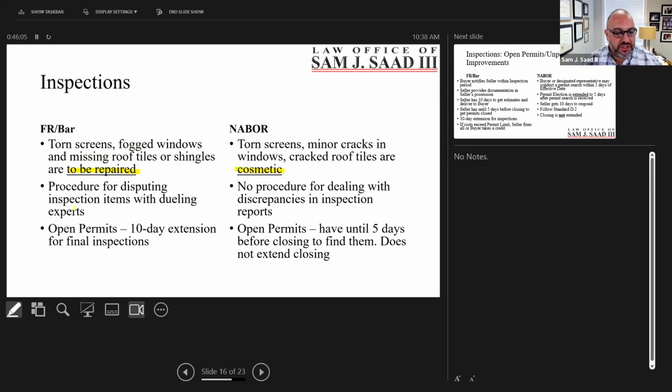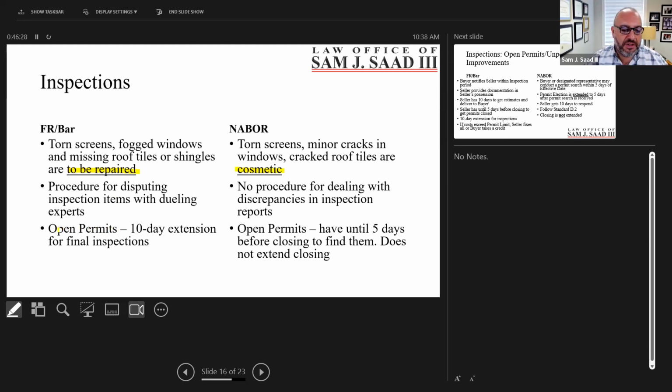FRBAR provides a procedure for dealing with inspection items, and I call it the dueling experts. The buyer picks their inspector, the seller counters with their inspector. If they don't agree, then you get a third inspector picked by the inspectors, who is the definitive response for whether you have a defective item or not.